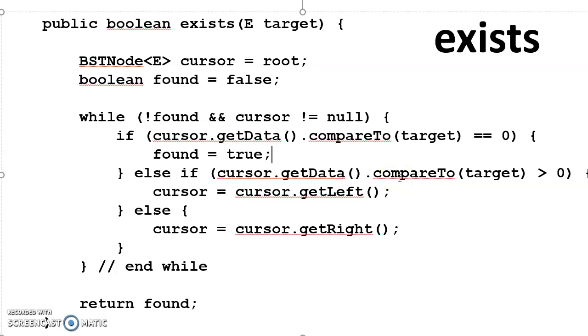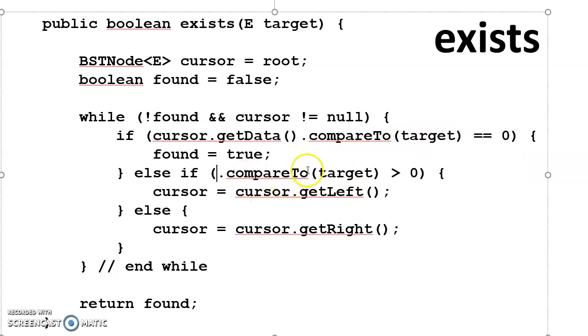Compare to is one of those relative things. It's this relative to that. So cursor get data, for the node that we're pointing to, we're going to compare it to target. And if cursor get data is after target, then it would return something that's positive. So if cursor get data is after target, that means we want to go to the left.